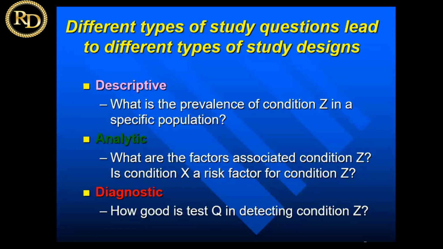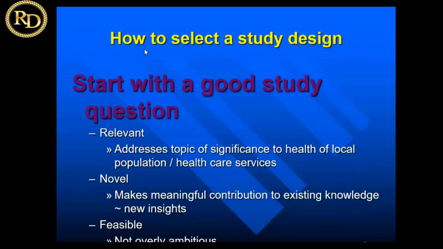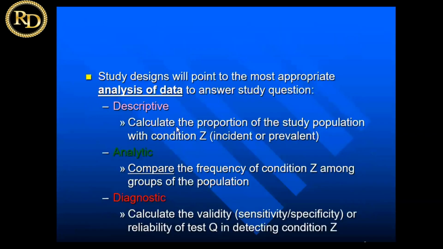So now, if we see here, the study designs will point to the most appropriate. Here in descriptive study design, we calculate the proportion of the study population with condition Z: incidence or prevalence. Incidence is the current cases. Prevalence means all the old cases plus the new cases.